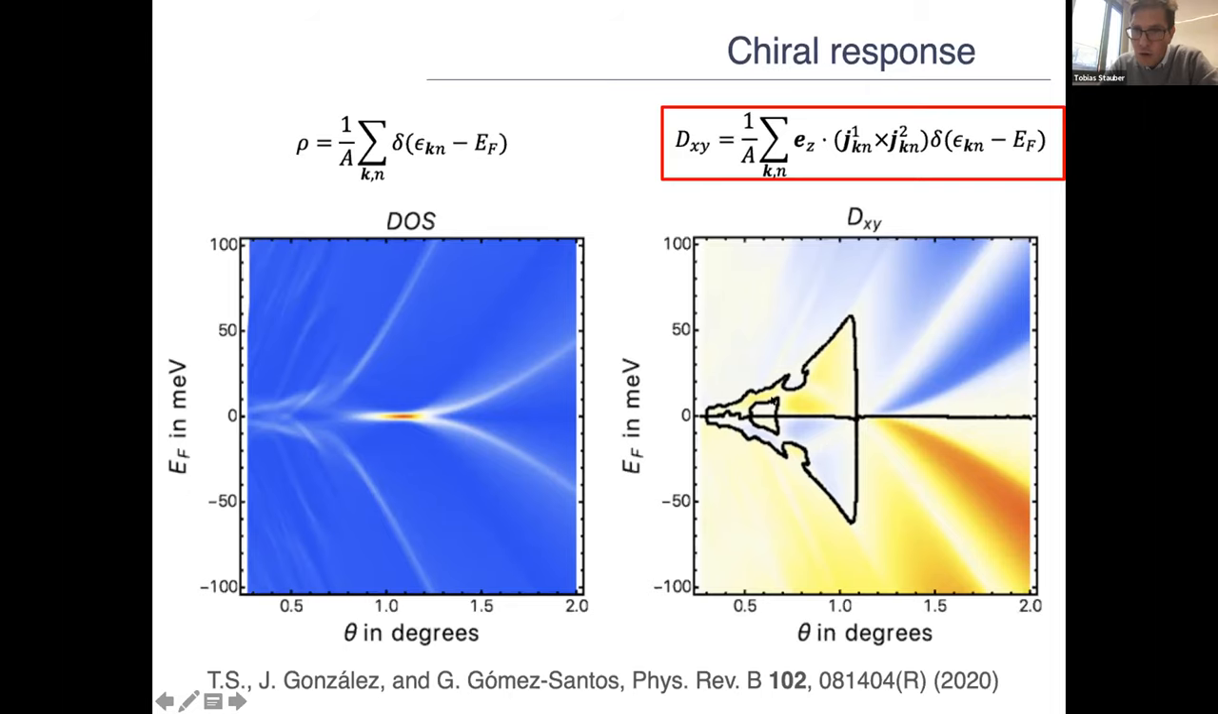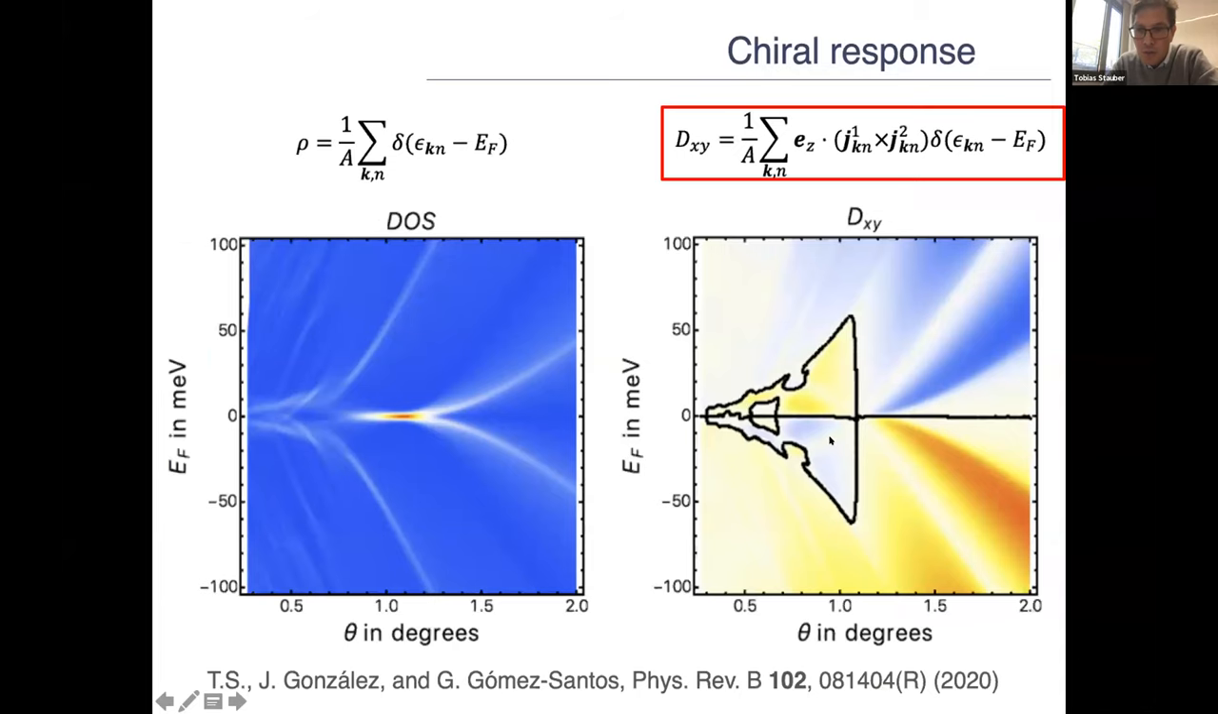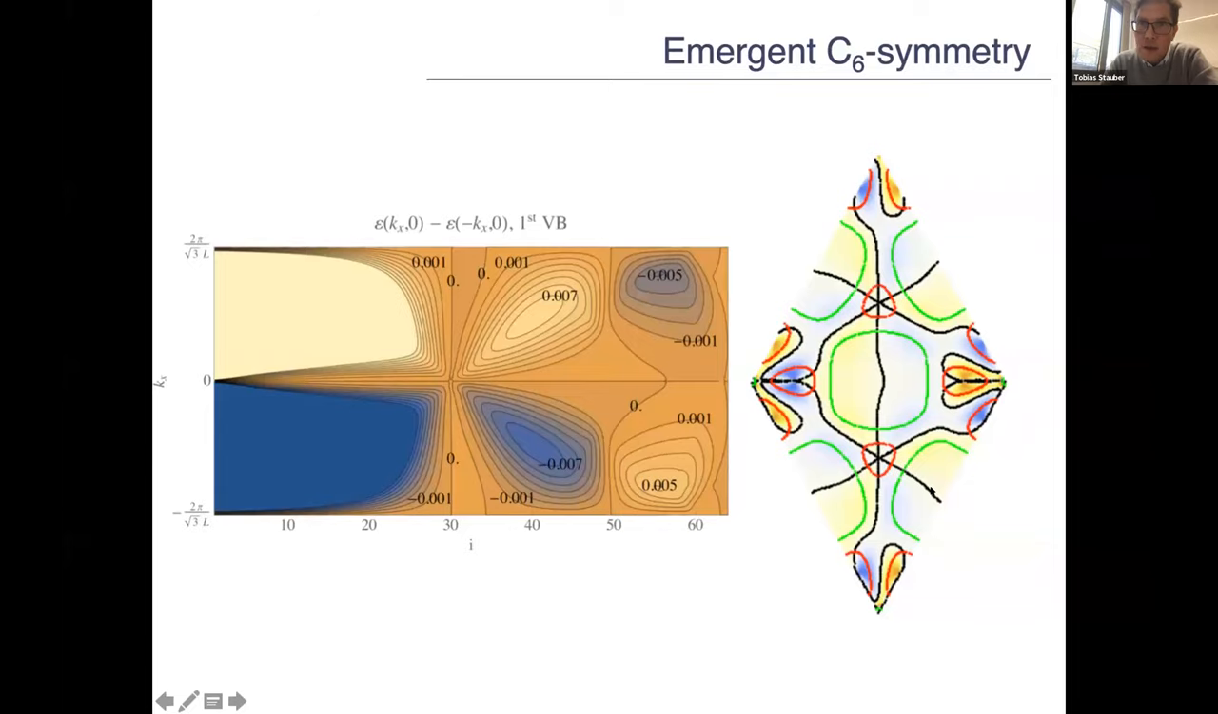Now you can see there's a dome, and there's also a sign change here and here. And so we were trying to link this to some symmetry. And we came up to the following. So we looked at the chirality, so at the band energy of Kx minus the band energy of minus Kx. And if this is zero, you would actually have a mirror symmetry recovered, so you would have an emergent C6 symmetry. And this is indeed the case at this magic angle, 1.08 degrees. So this is very, very precise symmetry here. Interestingly, you also have an approximate symmetry at this angle and at this one, and these are actually corresponding to the domes here and here. So there seems to be some kind of relation with an emergent or approximate C6 symmetry.